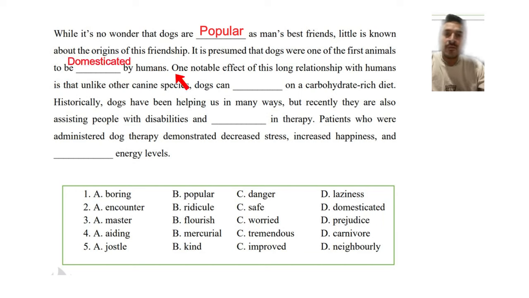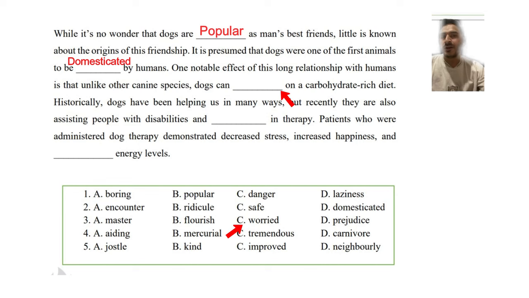Next, one notable effect of this long relationship with humans is that unlike other canine species, dogs can dash on a carbohydrate rich diet. Master, flourish, worried, prejudice. So it doesn't matter whether you know the prejudice meaning or not, but according to the situation, here we are talking about a carbohydrate rich diet, which means a positive thing. The positive thing represents flourish. If you don't know the meaning of flourish as well, put other options. Worried you know about, just relate with your real life.